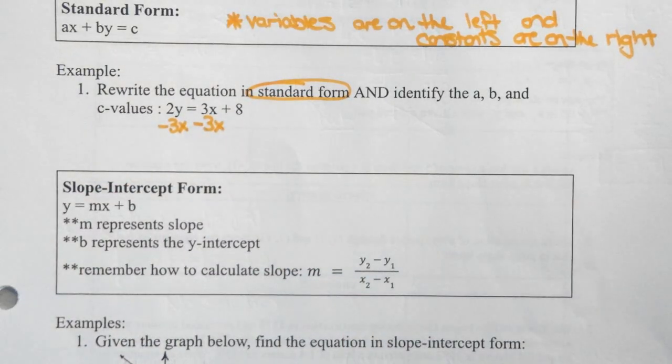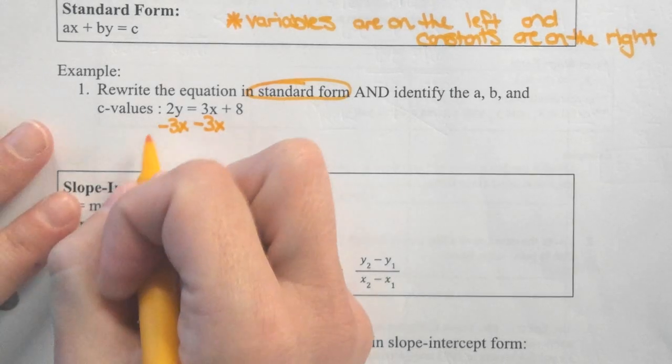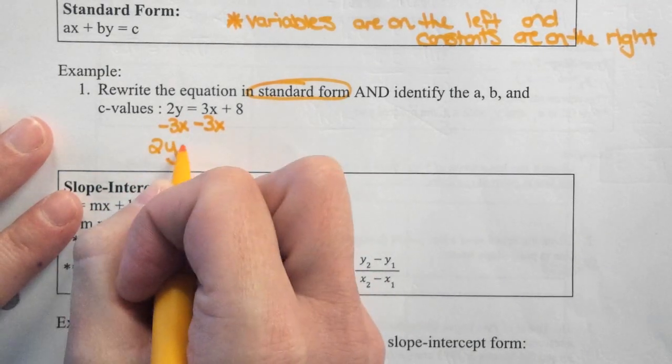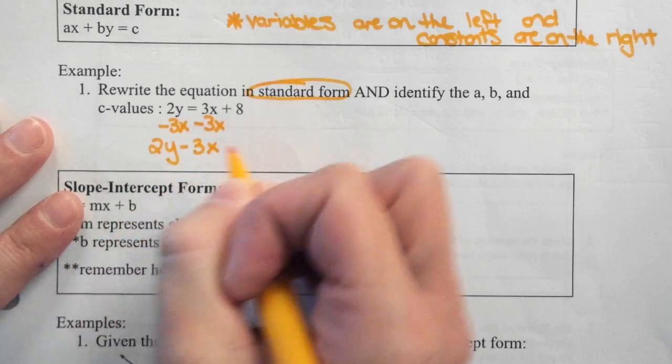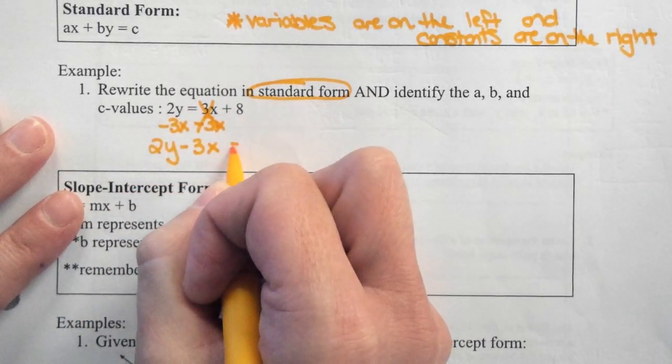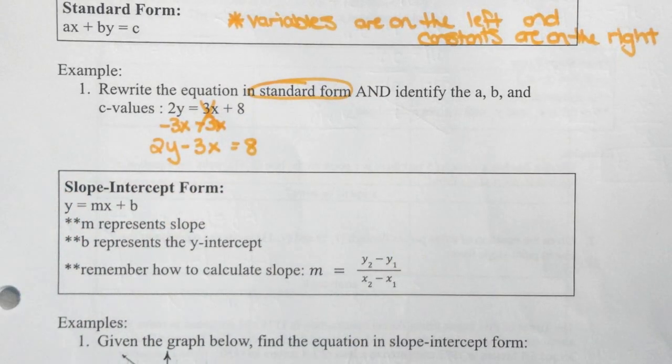Remember when you're solving an equation, there's an equal sign. If you do something to one side, you have to do it to the other. So if I subtract 3x from the right side, I also have to subtract it from the left. So all your rules still apply to solving equations. Okay, so this cancels, set equal to 8. Now is it in standard form?